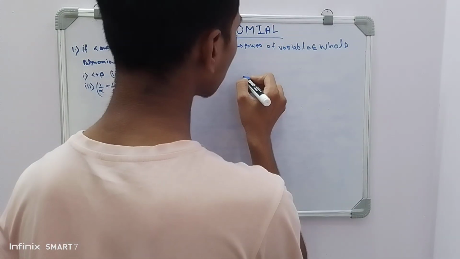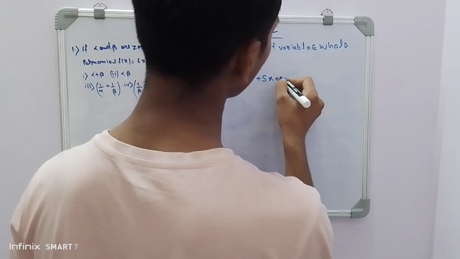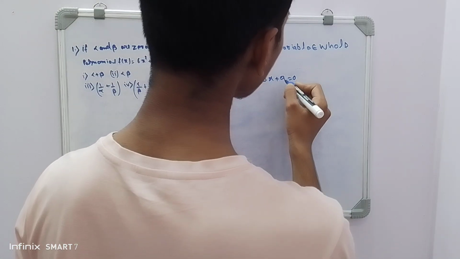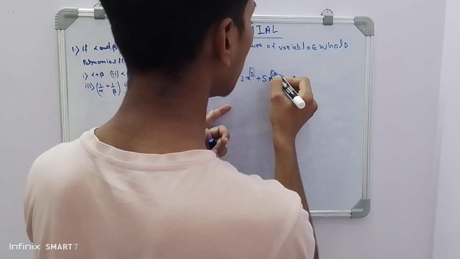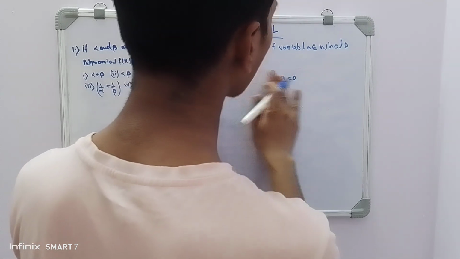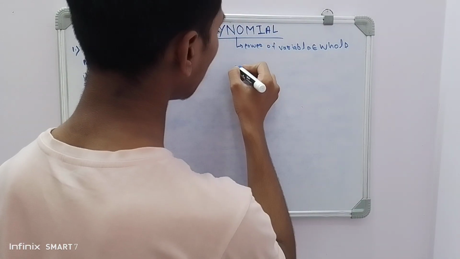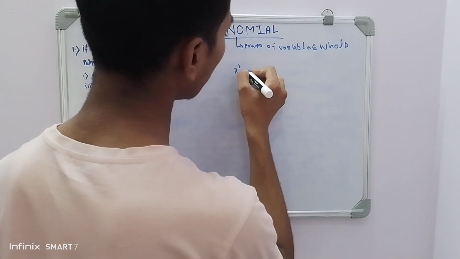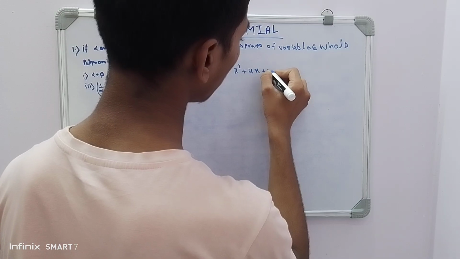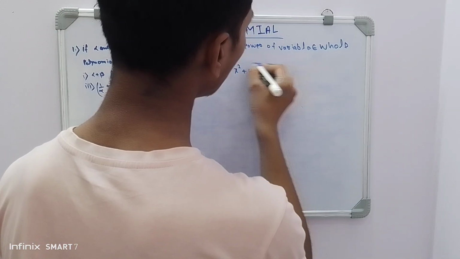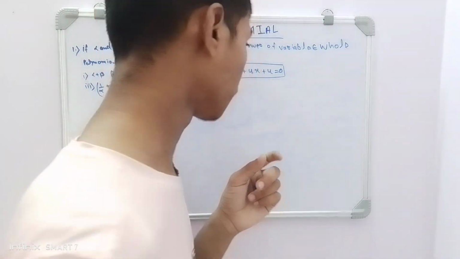So we have to understand that it is a quadratic polynomial because the highest power of the variable is 2, and the powers are whole numbers, so it is a polynomial and is called a quadratic polynomial. Let's suppose we write a quadratic equation like this: x square plus 4x plus 4 is equal to 0. As you know, this is a quadratic polynomial or quadratic equation.